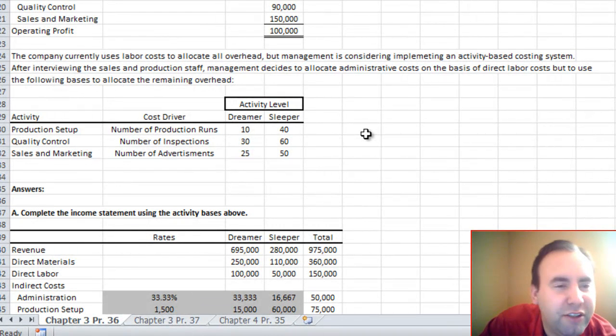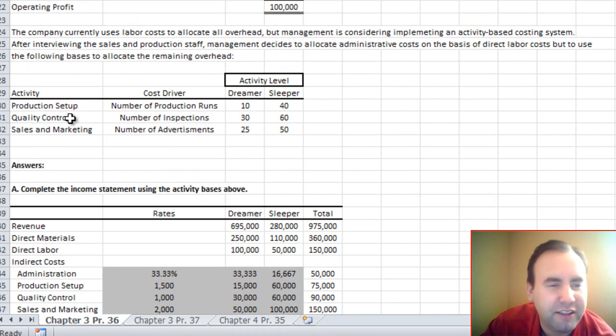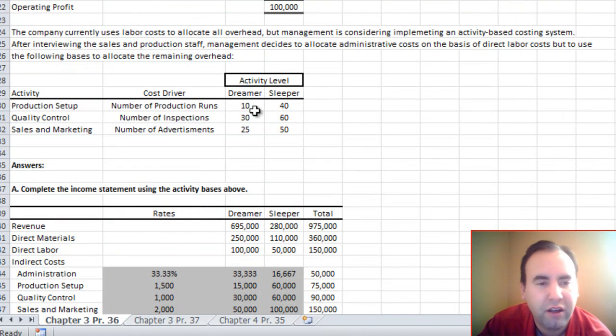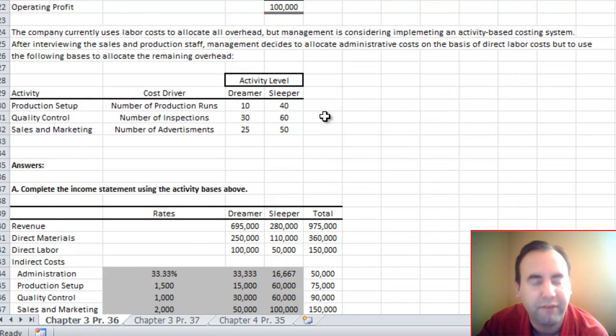The company currently uses labor costs to allocate all overhead, but management is considering implementing an activity-based cost system. After interviewing the sales and production staff, management decides to allocate administrative costs on the basis of direct labor costs, but chooses to use the following bases to allocate the remaining overhead. Here we see the production setup, meaning the number of runs: the Dreamer is equal to 10 and the Sleeper is equal to 40. Quality control is 30 and 60 respectively, and sales and marketing are 25 and 50.